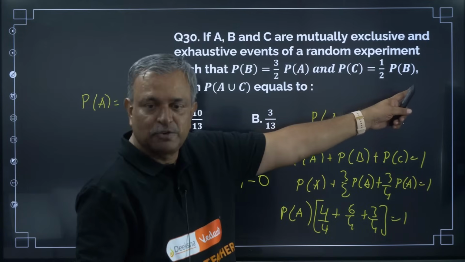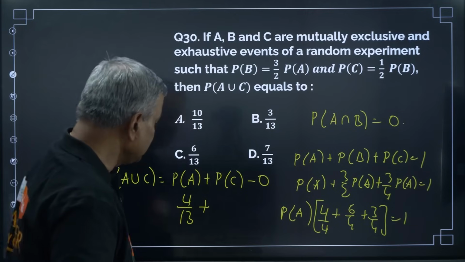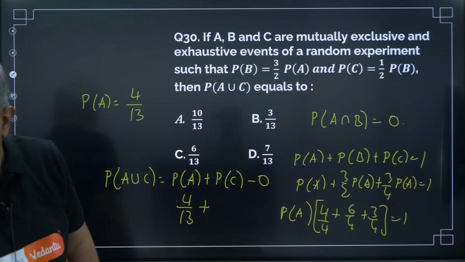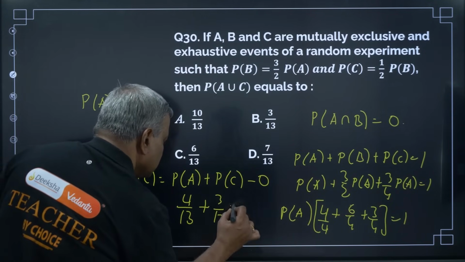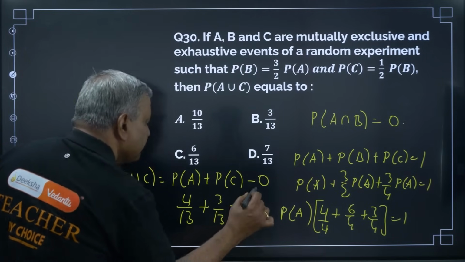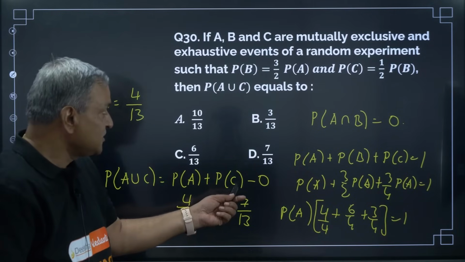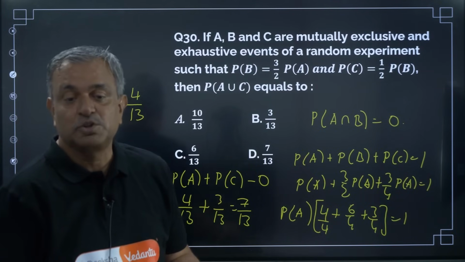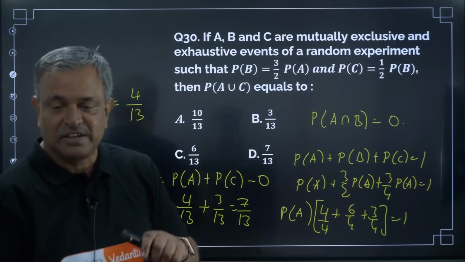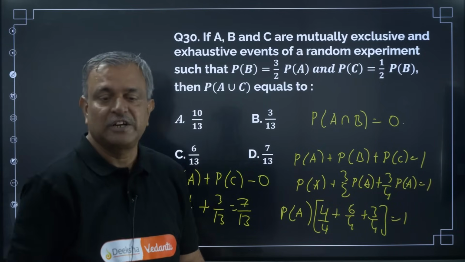That 6 by 13 you substitute, so P of C becomes 3 by 13. So P of A union C is 4 by 13 plus 3 by 13, which gives 7 by 13. Why is the intersection 0? Because they are mutually exclusive. If it is mutually exclusive, P of A intersection C is 0. I hope you understood these 30 problems.